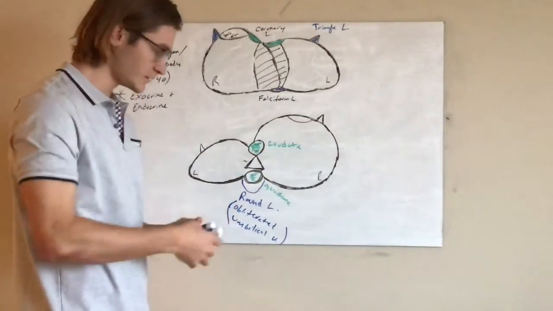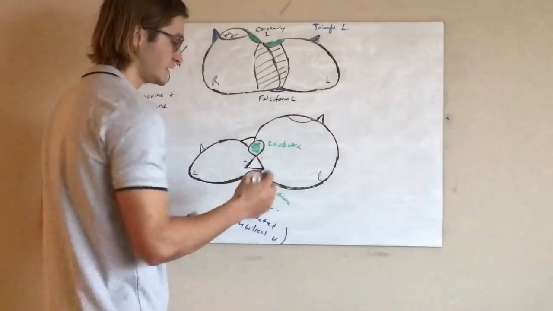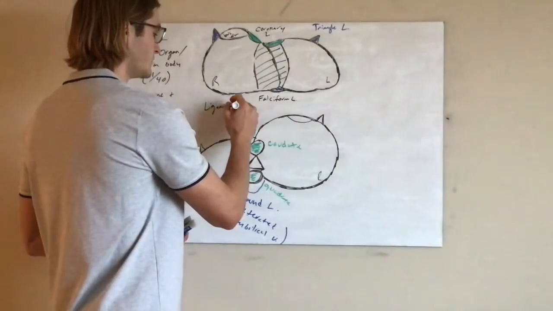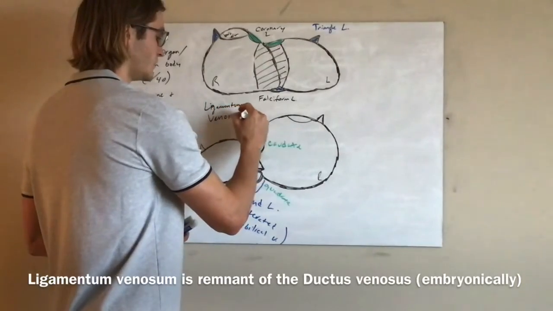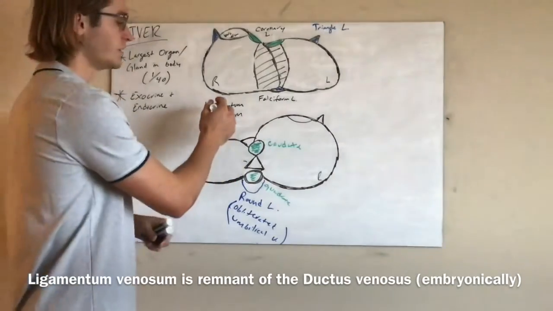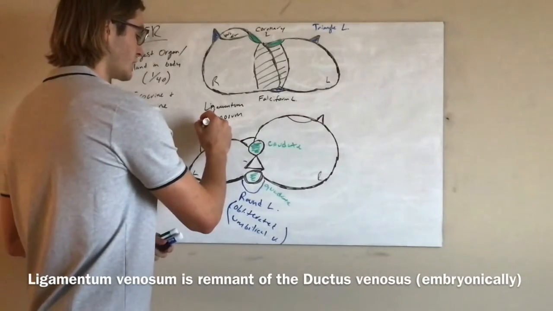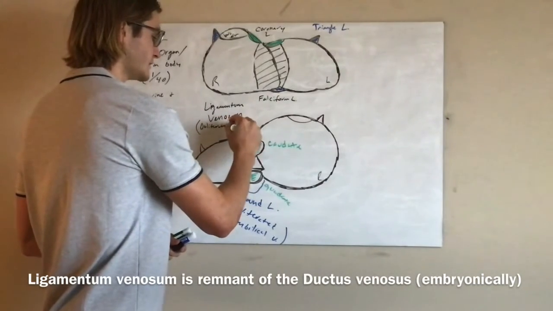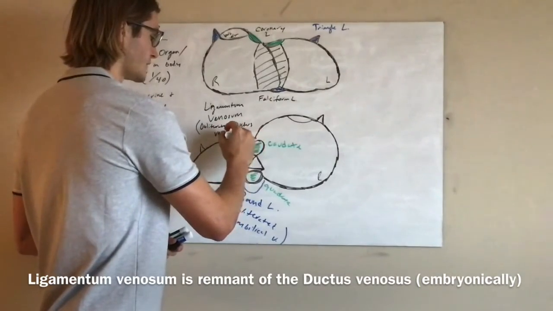The caudate lobe will have another ligament as well. That ligament is going to be right here. This one is a little harder to see, but it's called the ligamentum venosum. It's a remnant of our obliterated ductus venosus. Sorry if I said venosum.